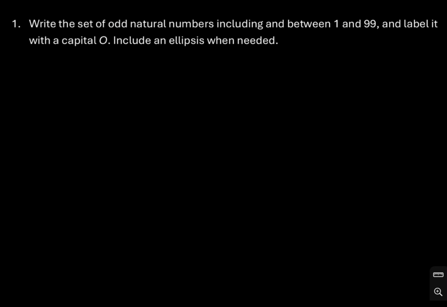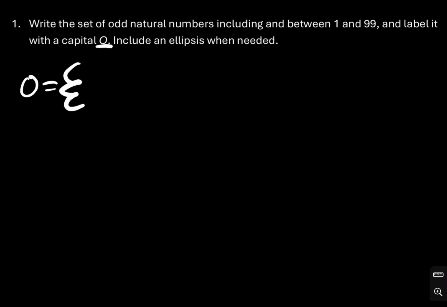So for this first lecture problem, it says write the set of odd natural numbers including and between 1 and 99 and label it with a capital O, include an ellipsis when needed. So here we have our set name, which is going to be O, and we're going to open our set using curly braces. So here we want to include odd natural numbers including and between 1 and 99. So we're going to include 1 and 99 in our set.